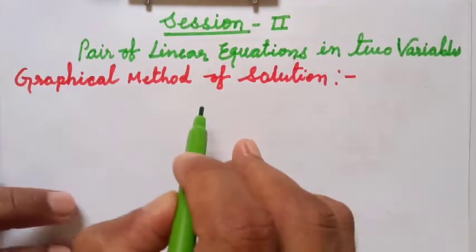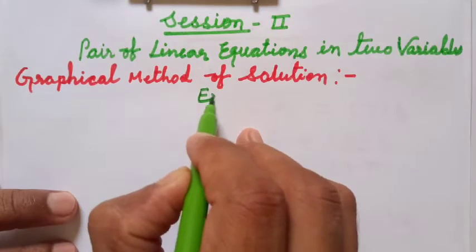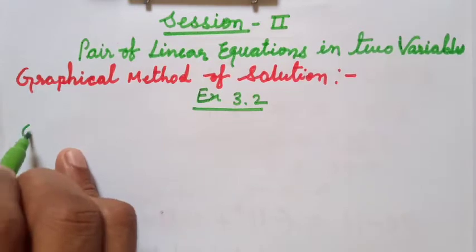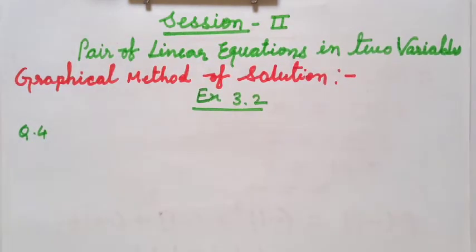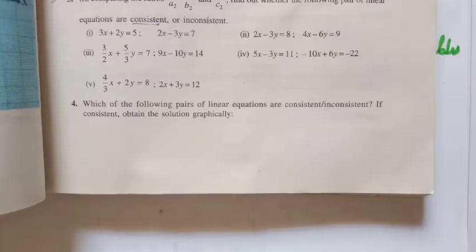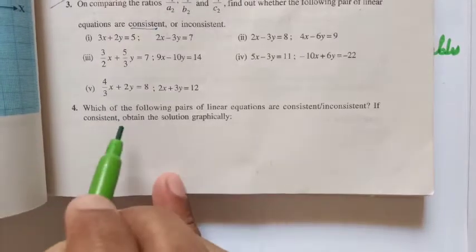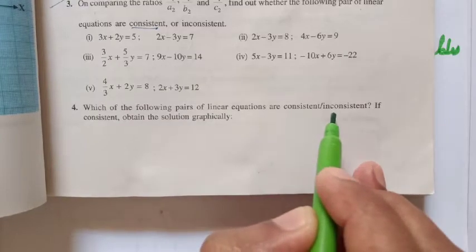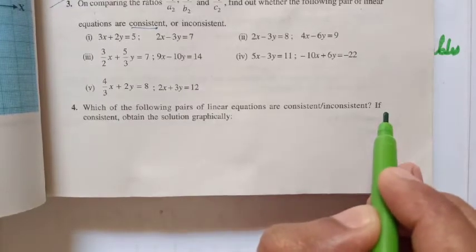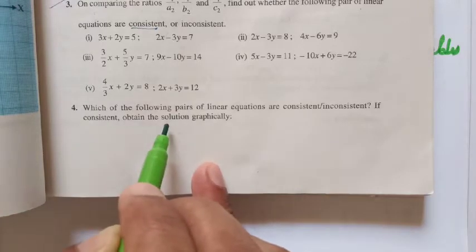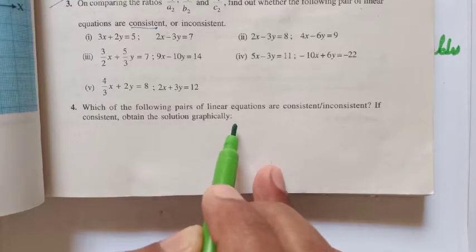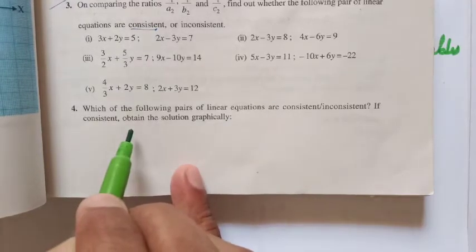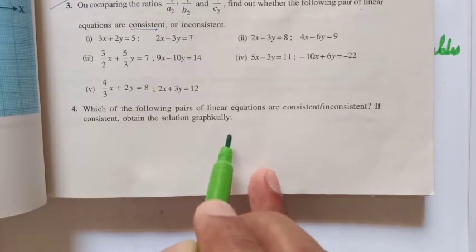Let us come to the exercise of your textbook, exercise 3.2, question number 4. Let us see what the question is. Which of the following pairs of linear equations are consistent or inconsistent? If consistent, obtain the solution graphically. First you should understand the question properly. If consistent, then obtain the solution graphically.